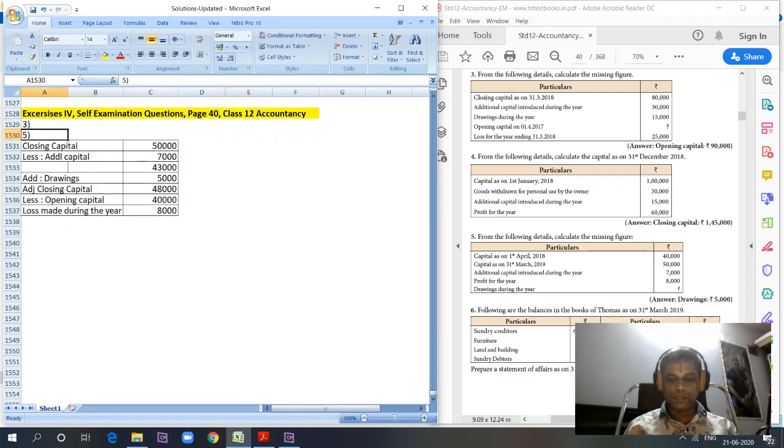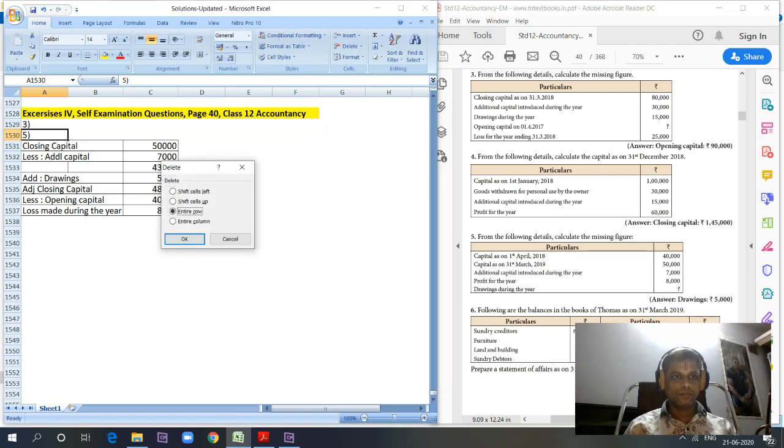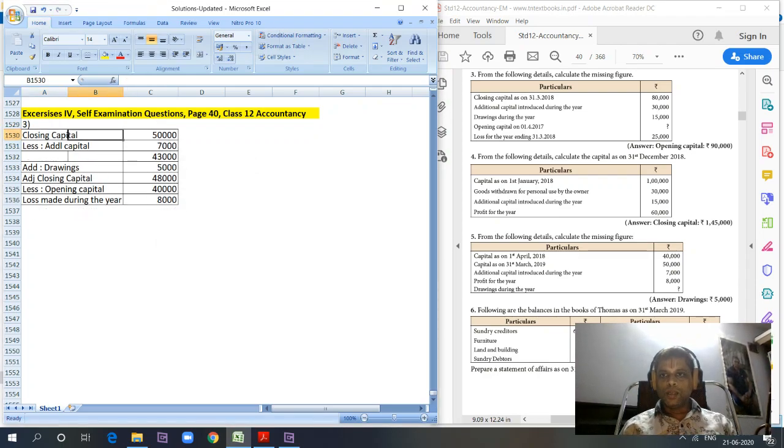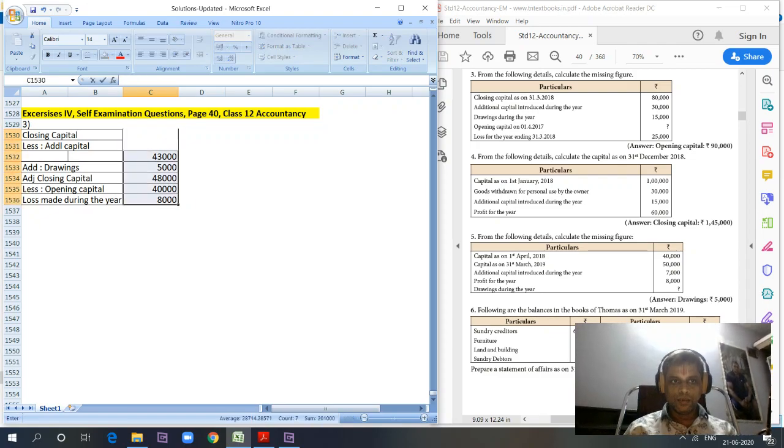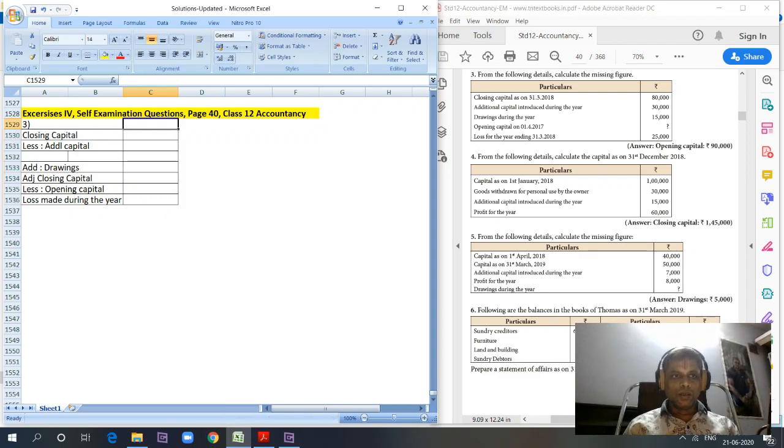I'm in sum number 3. Let me tell you all these things. Closing capital 80,000. Additional capital introduced during the year 30,000. Less additional capital, then this will give 50,000 as net capital. And drawings during the year 15,000.